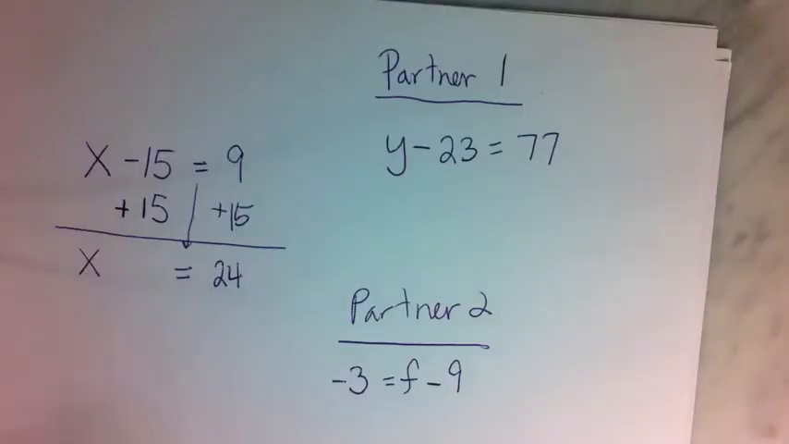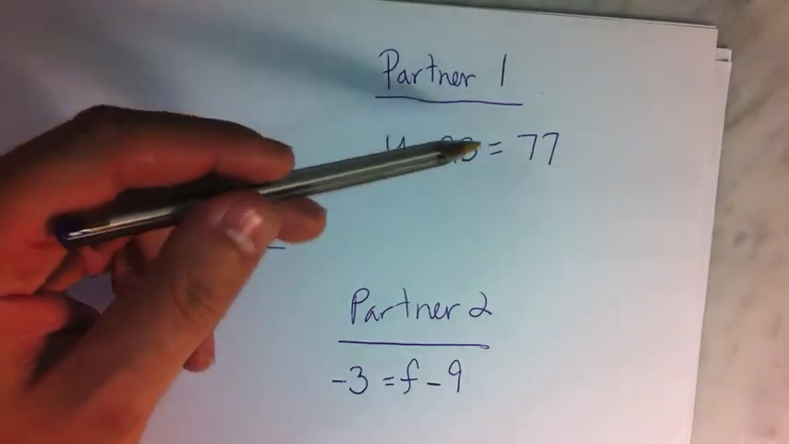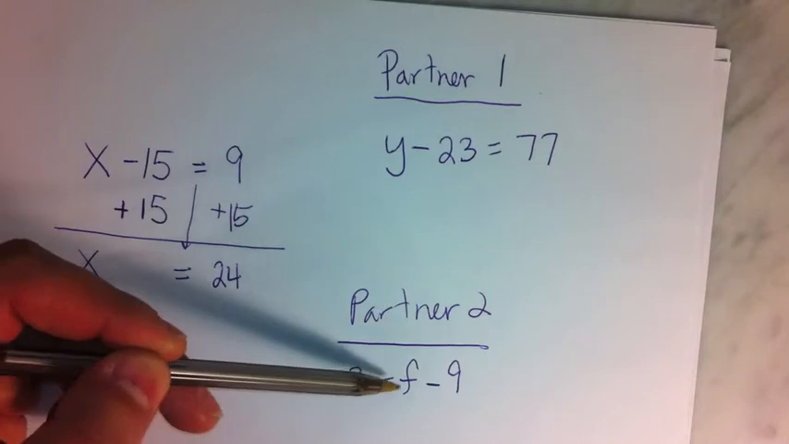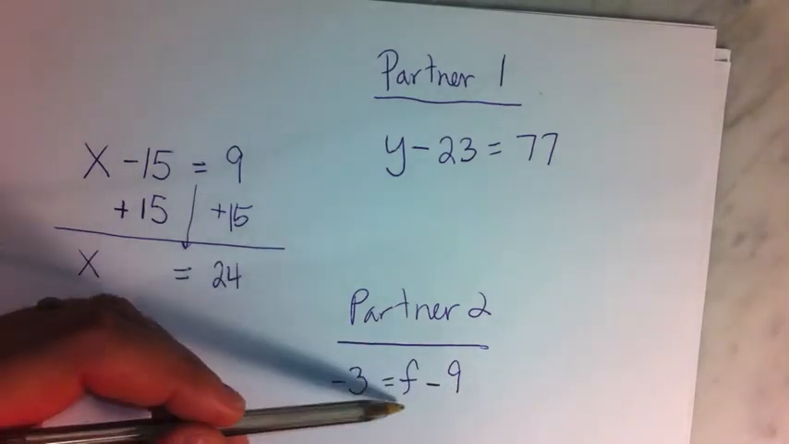Okay, guys, we're coming to the end of the lesson. We have partner 1, you're doing y minus 23 equals 77. Partner 2, you're doing the opposite side. It says negative 3 equals f minus 9. Don't be confused, just follow the rules. The f wants to be by itself.